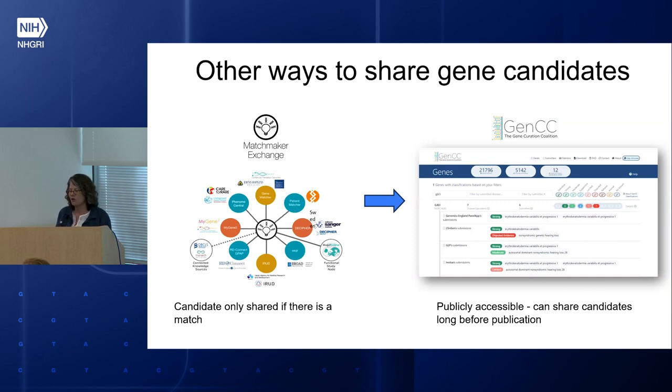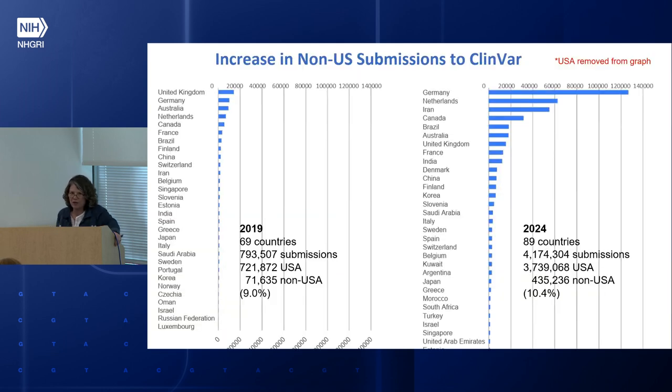So we're now, through the Greger Consortium, starting to put our gene candidates and the evidence we have into GenCC, which is a publicly accessible forum for sharing gene disease relationships, including things that aren't yet published, and which, as we all know, can take a year to get a paper published. These can go in immediately. So another platform to think about data sharing.